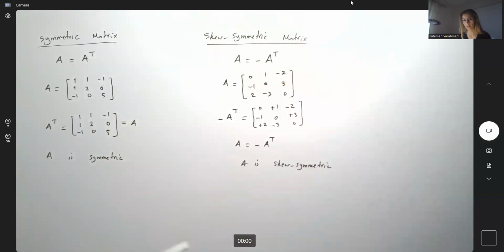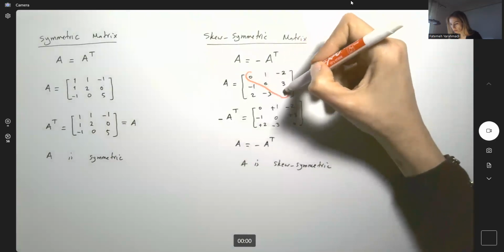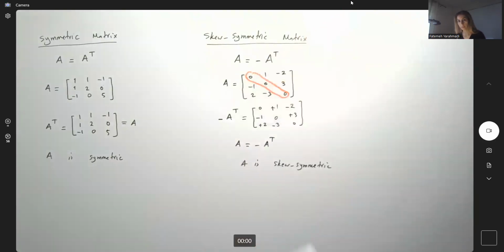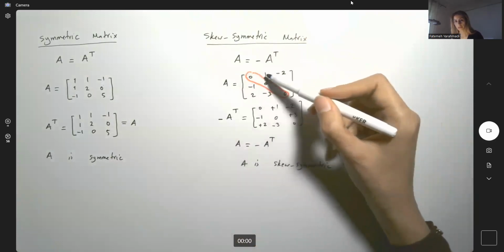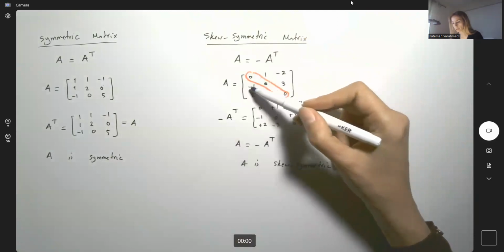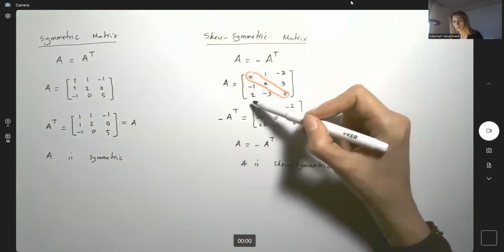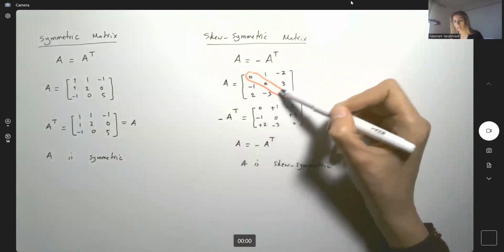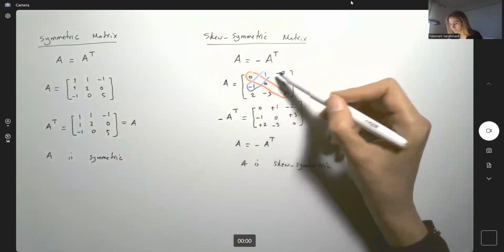Just a quick note, when you have a skew symmetric matrix, you look at the main diagonal, you see all zeros, and the corresponding entries, the reflection of them with respect to the main diagonal, they are opposite of each other. Here you have 1, negative 1, negative 2, 2, 3, negative 3. These elements, they are all opposite of each other.